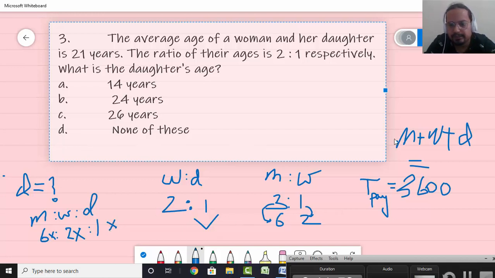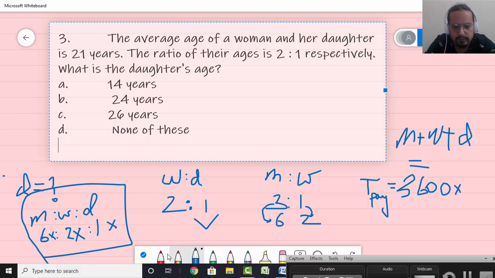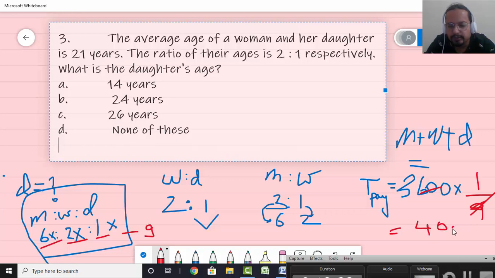So what will be the payment that the daughter will get? 3600 into share of payment. How do you find share in a ratio? 1 divided by 1 plus 6 plus 2, that is 6 plus 2 plus 1, that is how much? That is 9. So the share of payment to the daughter will be 1 by 9. I hope this is clear. So this gets cut and the answer becomes 400 rupees. So the daughter gets 400 rupees as the share.